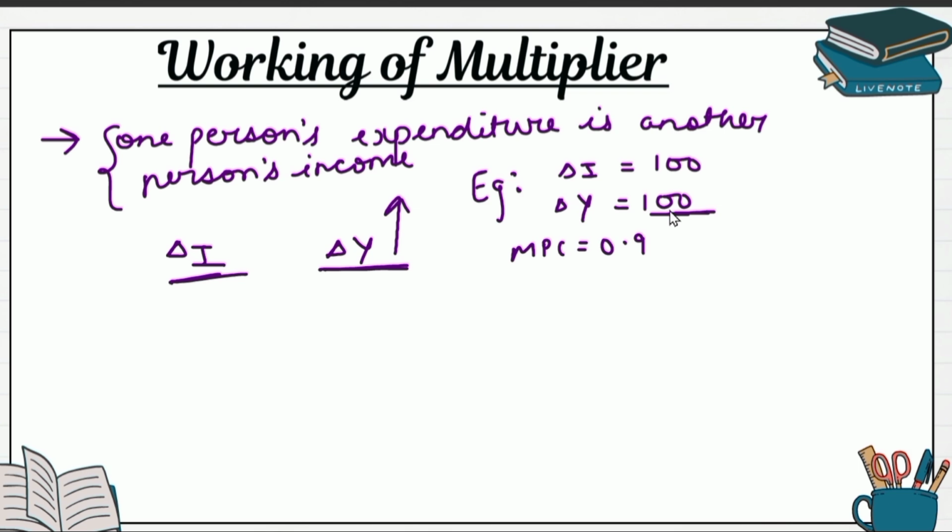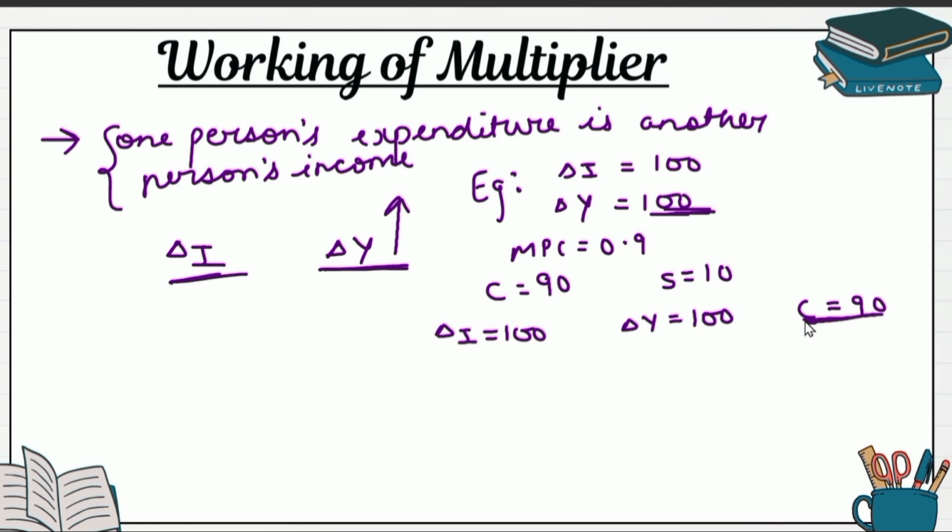The recipients of this additional income will spend 90% of rupees 100 crores, that is 90 crores on consumption, and the remaining amount will be saved, which is 10 crores. Initially, investment is 100, your income is also 100, and you consume 90 crores. One person's expenditure is another person's income. So this 90 crores would be income in the next round, which will increase the income by 90 crores.